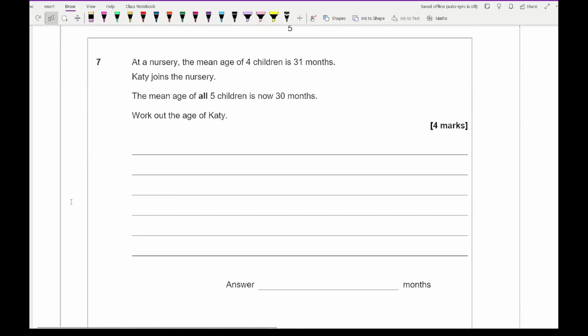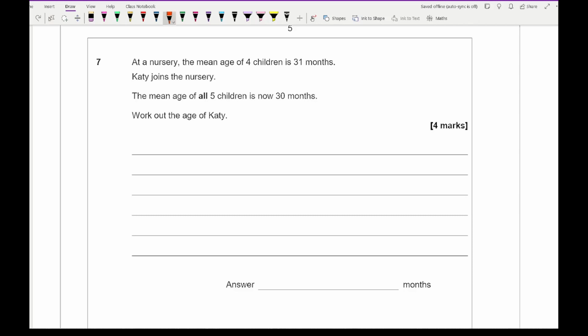Now looking at question 7, it says at a nursery the mean age of 4 children is 31 months. Katie joins the nursery. The mean age of all 5 children is now 30 months. Calculate the age of Katie.